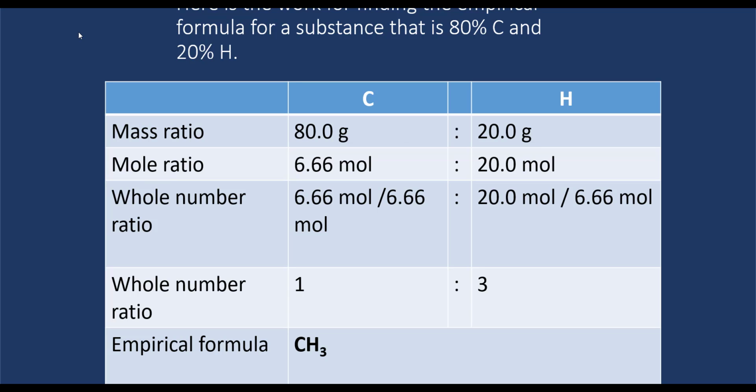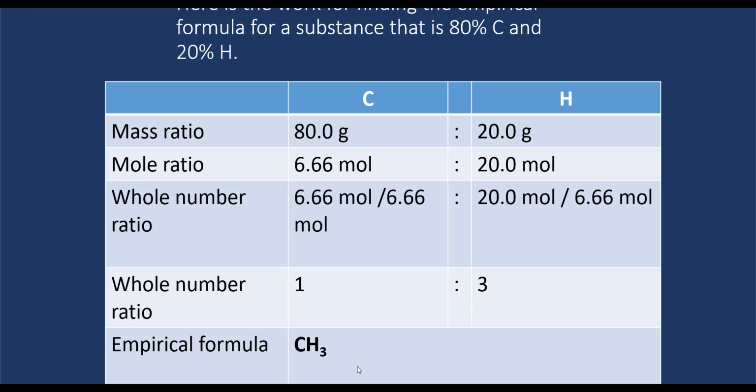Here's the work that we did in a previous tutorial for finding the empirical formula of a substance that is 80% carbon and 20% hydrogen. I don't want to go over this work again. This is just showing you the work. We came up with a formula of CH3 by dividing the masses, getting the number of moles of carbon and hydrogen that these masses represent, and then simplifying the ratio.